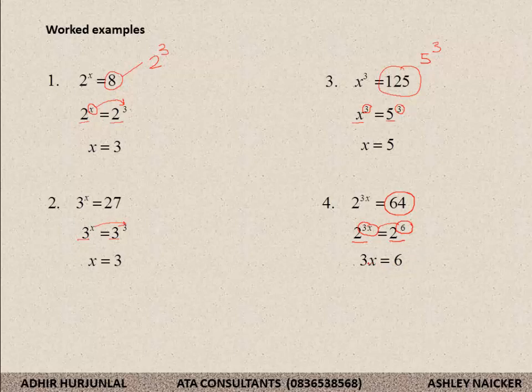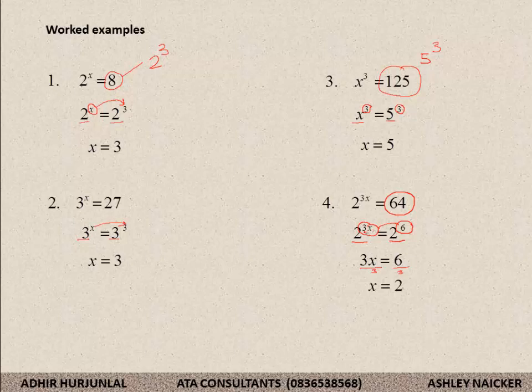You solve for x, divide this side by 3, divide that side by 3. And you're left here with x, which is equal to 2. A question like this, guys, is about 3 marks in the exams.